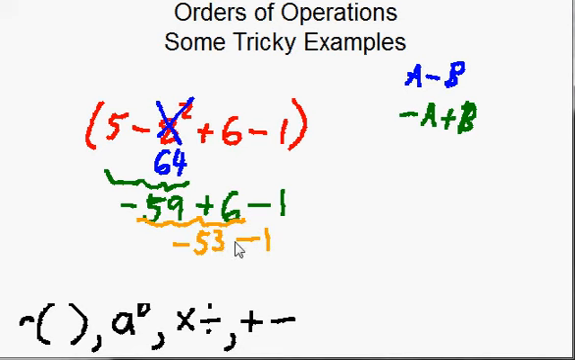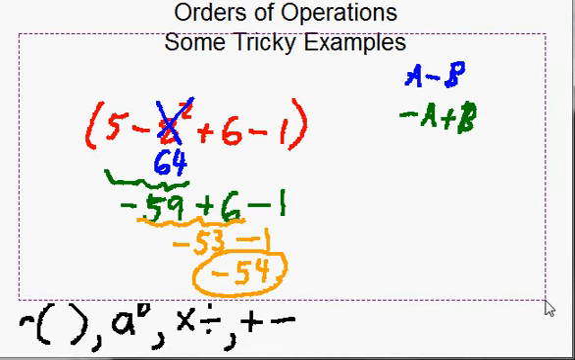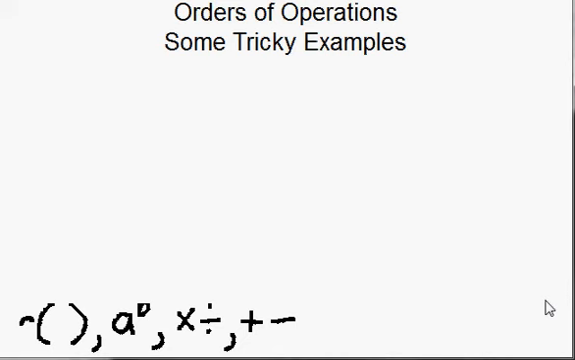Negative 53 minus 1, that's a negative a minus b. And you just add them and make it negative, so it's negative 54 is the final answer there. Okay? So that was the second tricky one. Let's go on to the final tricky one from that worksheet for orders of operation.